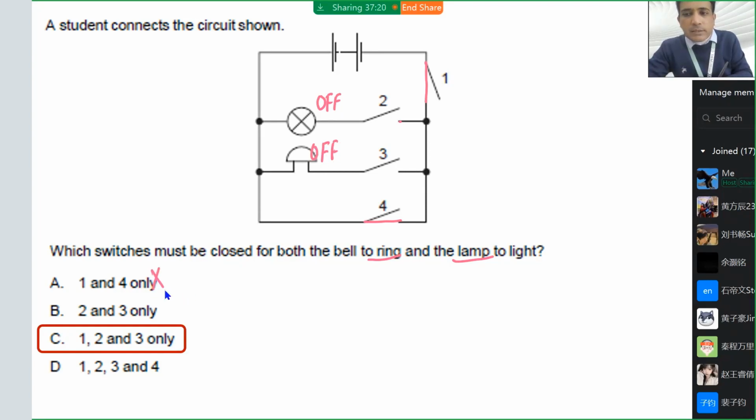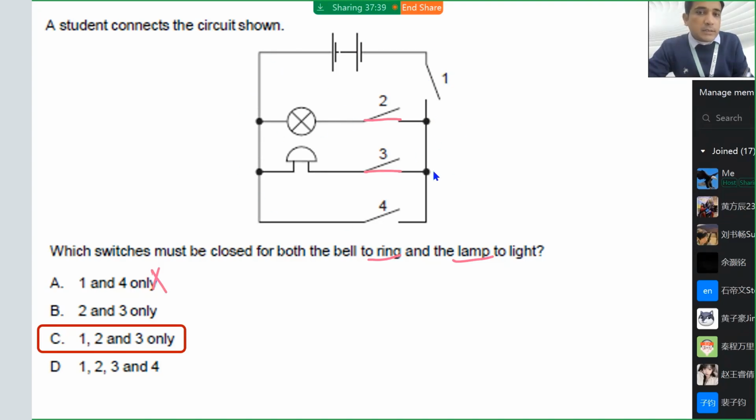And so that's the reason this is not the answer. If you go to B, maybe some of you will be thinking maybe B is the right answer. So let's check option B now. Second, it's telling you if this one is closed and this one is closed, you see no current is coming from the cell. No current means the circuit is not complete.